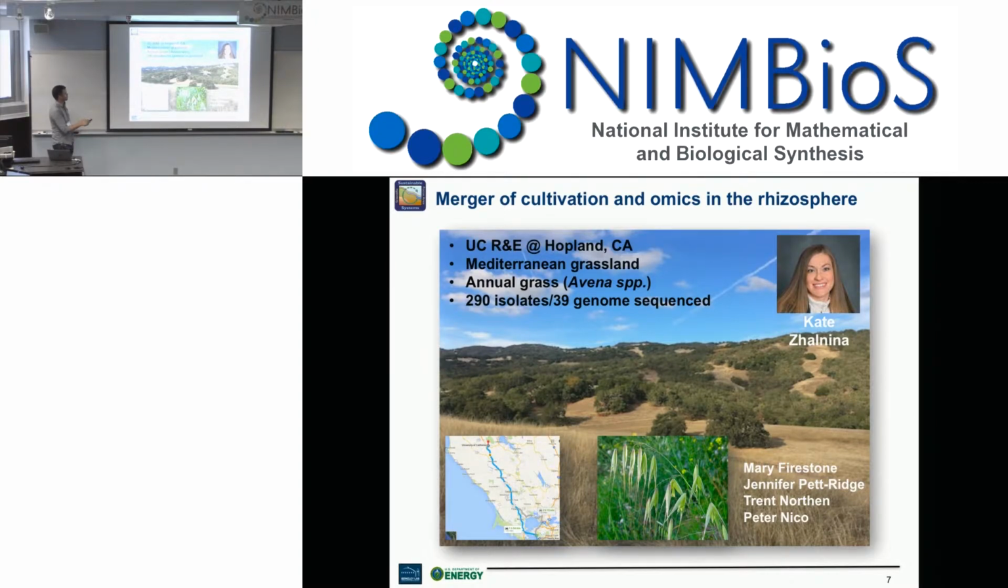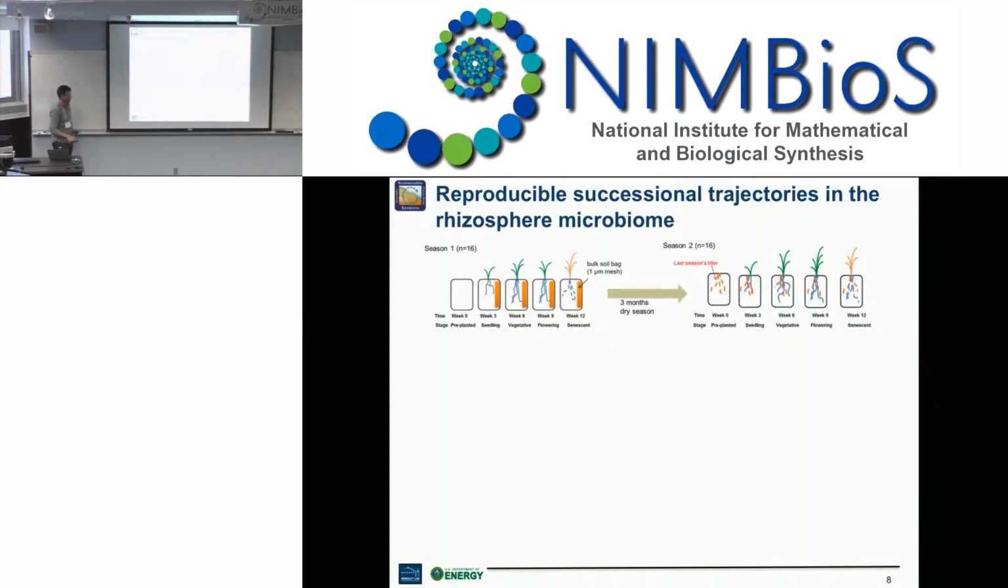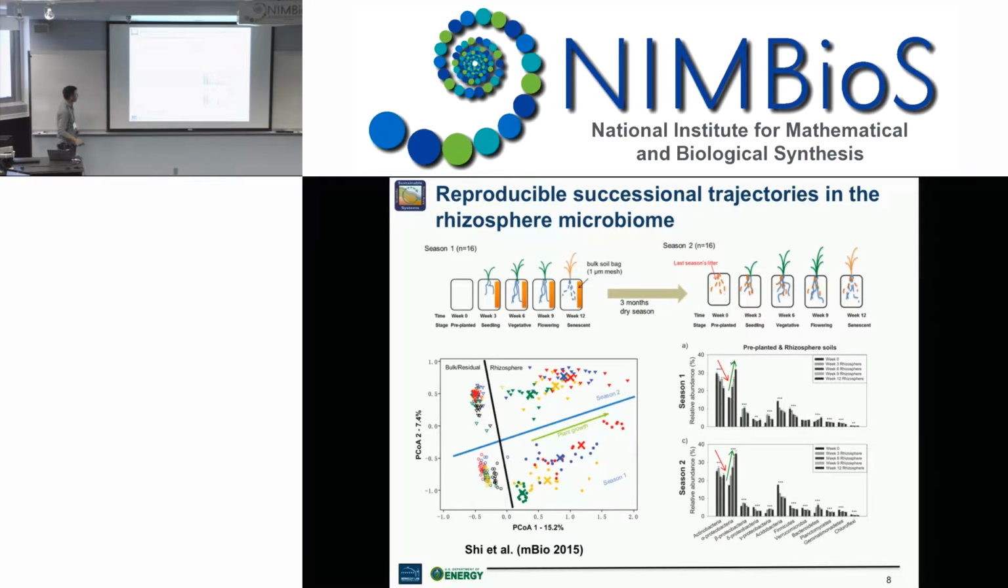And this is work in a Mediterranean grassland where we're looking at the rhizosphere microbiome growing with an annual grass. Previous work looked at rhizosphere microbial community succession by sampling exactly right by the root, defining what we think is the rhizosphere, over 2 different seasons, just looking at the patterns of microbial community succession. This was published by Xingjing Shi. Here's season 1, here's season 2. These are bulk soils that were not influenced by the root, and this is the succession of the root microbiome.